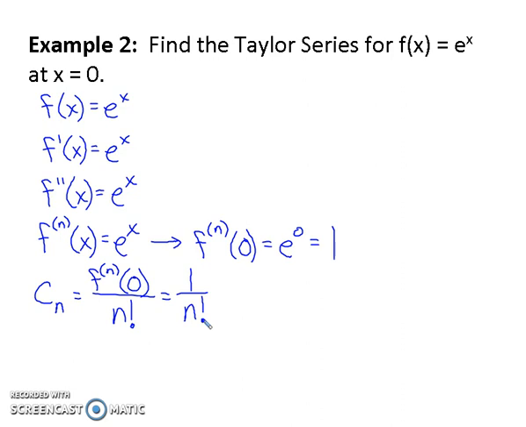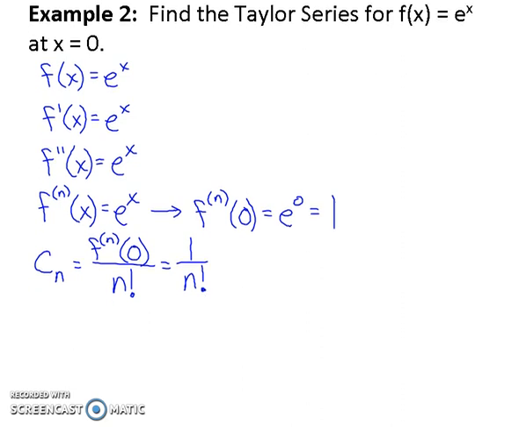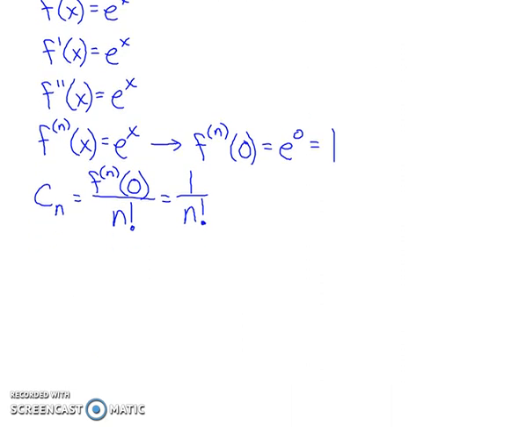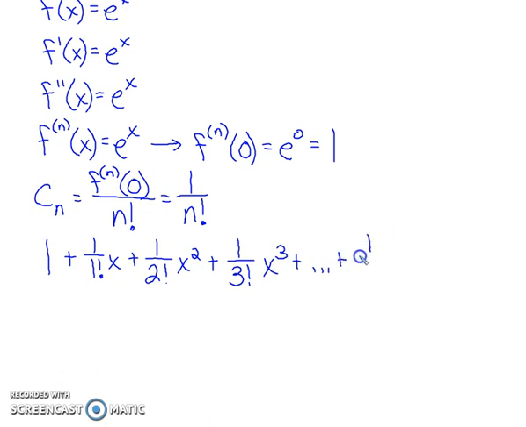And so my terms, if I was actually going to try to write some terms out, my first term would be 1 over n factorial times x to the 0. So it would just be a 1, because it would be 1 over 0 factorial. And then plus 1 over 1 factorial times x, and then plus 1 over 2 factorial times x squared, and then 1 over 3 factorial times x cubed, and so on and so forth. And so if you think about it, your nth term is going to be 1 over n factorial times x to the n.